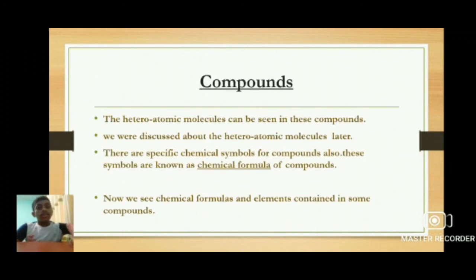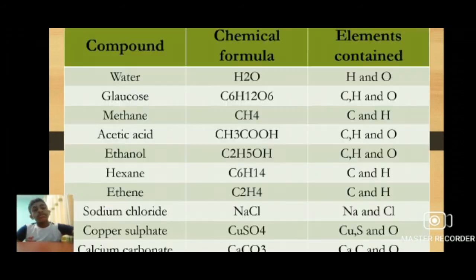Okay, now we talk about compounds. What are compounds? We will discuss compounds later. Heteroatomic molecules can be seen in these compounds. We can discuss the heteroatomic molecules later. There are specific chemical symbols for compounds. These symbols are known as the chemical formulas of compounds. Now we see the chemical formulas and elements contained in some compounds. I have given you a table that shows those factors. First column is compound, second column is chemical formula, and the third column is elements contained.